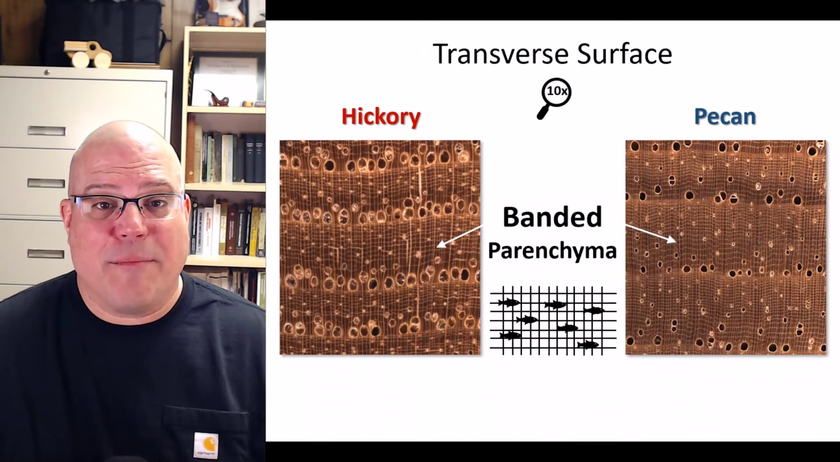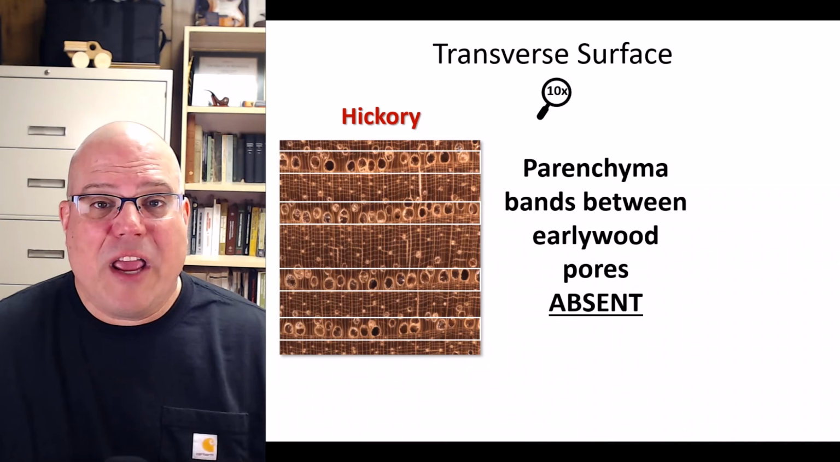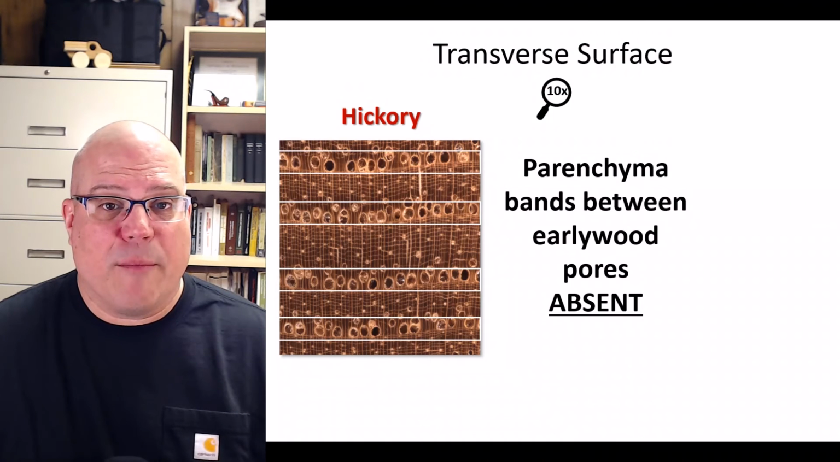Whenever I see this net-like pattern with the smaller latewood pores scattered here and there, I always imagine fish caught in a big net. See if that helps you recognize hickory and pecan when you look at them under a hand lens. Now for some key differences. To tell hickory and pecan apart, we have to look for parenchyma bands between the largest early wood pores. If we don't see parenchyma between those largest early wood pores, as in this image, we know we're looking at true hickory.